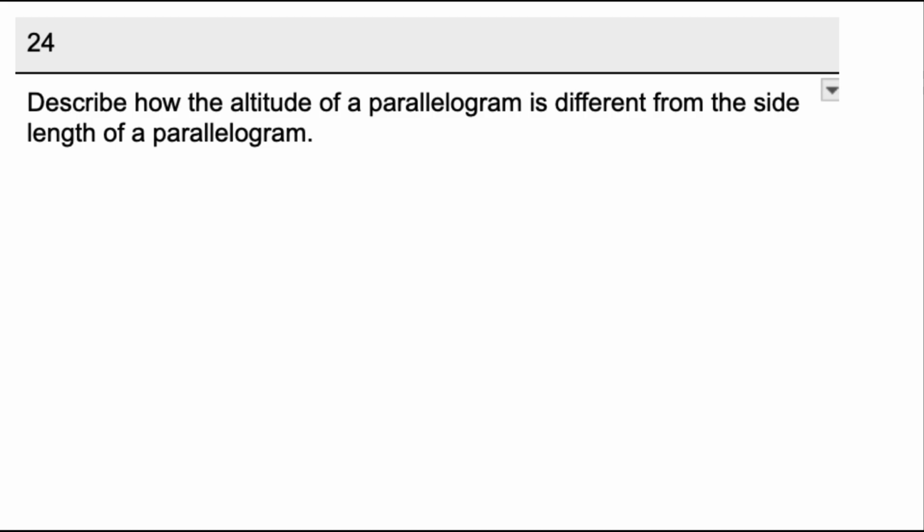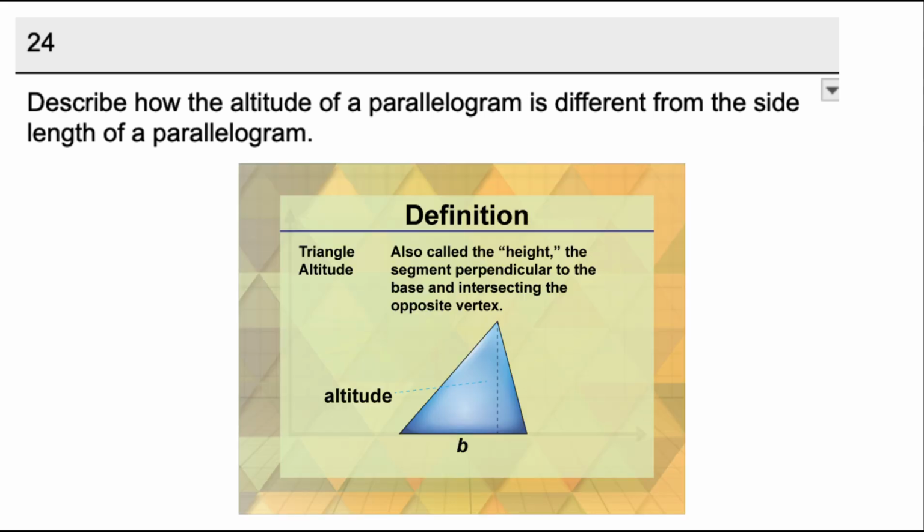Okay, last one. Describe how the altitude of a parallelogram is different from the side length of a parallelogram. So to know this, you just need to know the definition of what the altitude of a polygon is. So the altitude is the height. It is the segment perpendicular to the base. So the key word here is it's perpendicular to the base. It is a measurement that is perpendicular in the height to the base of whatever shape you are looking at.